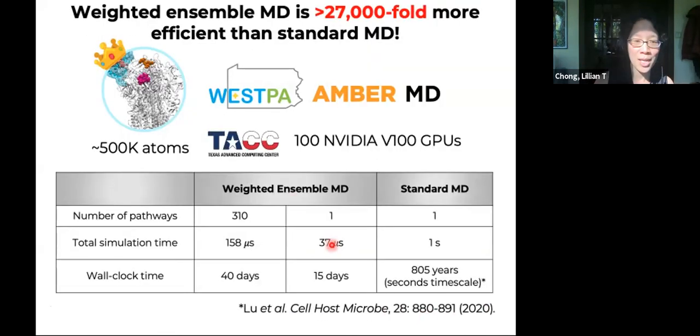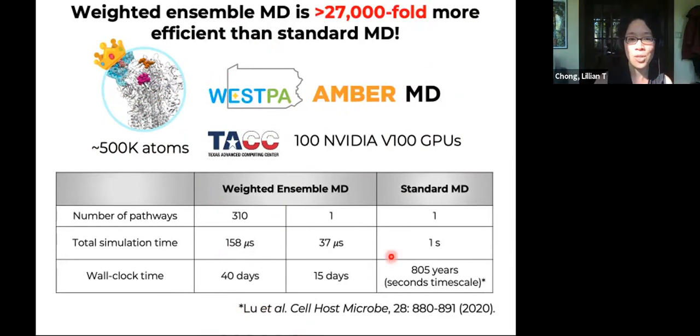So we were able to generate 310 pathways for the spike opening process, and this was using 100 NVIDIA V100 GPUs on a supercomputer. So really an unusual amount of computing time that was given to us for this coronavirus research. And this was for a massive system of around 500,000 atoms using WESPA, coordinating the trajectories that were run by Amber so that we could take advantage of the GPU acceleration. So generating the 310 pathways took us 40 days using 100 GPUs at a time.